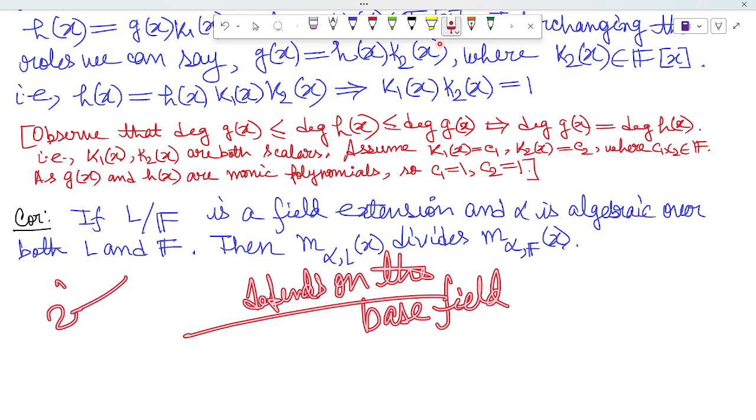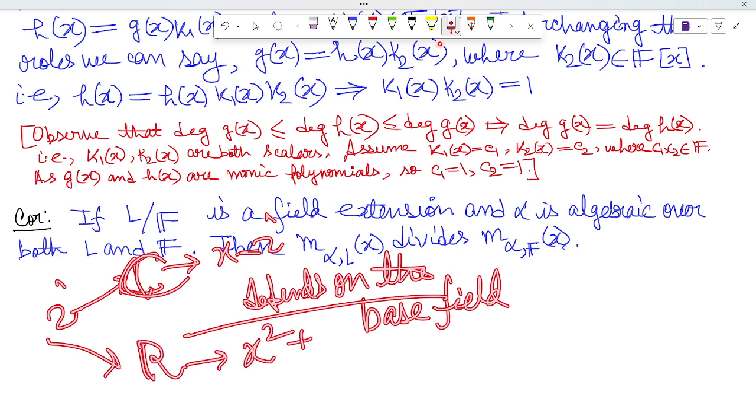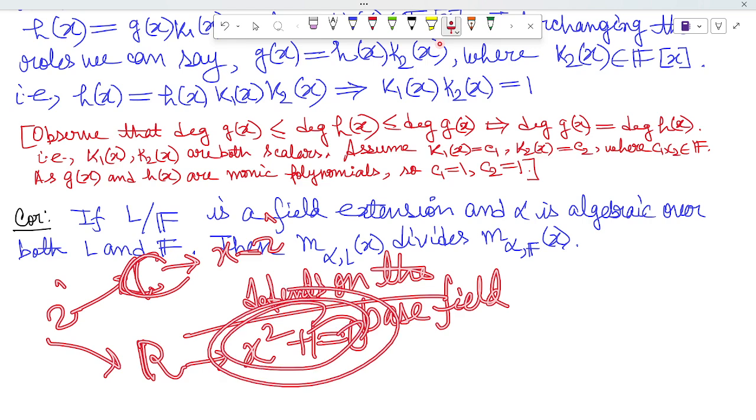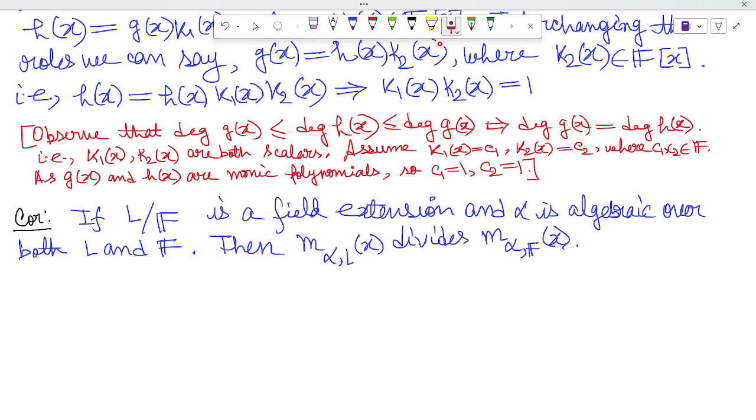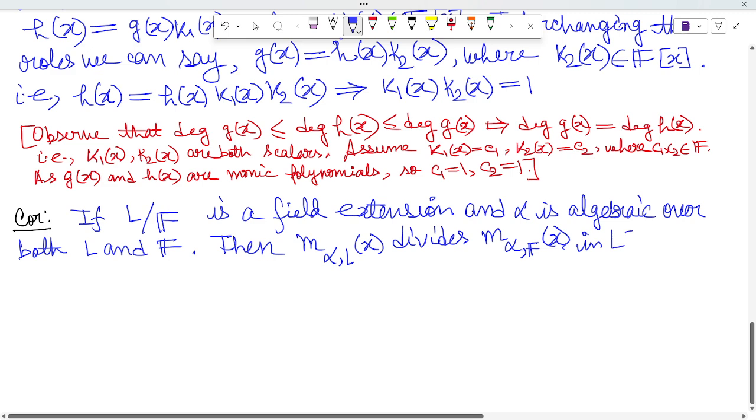The minimal polynomial of i over C is x minus i, because we are taking it over C, so the coefficients come from C. But over R it is x square plus 1. So that changes. It will divide, but the quotient will be in L x, in the bigger field, because after dividing, what we get might not be available in the lower field.